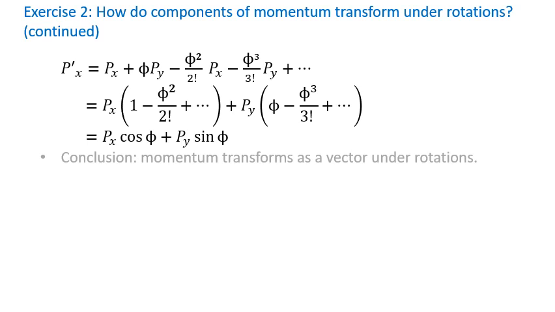Finally, I notice that the sums in the parentheses are exactly the well-known Taylor series for trigonometric functions cosine and sine. This proves that the x component of momentum transforms as the x projection of a 3-vector. Similar calculations can be done for other components as well.